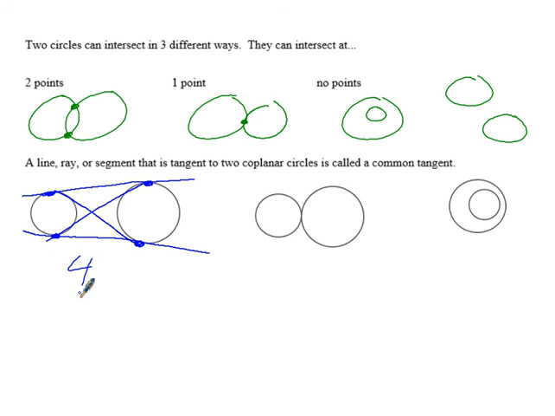So all 4 of those lines would be common tangents. If I have 2 circles that are touching at 1 point, I can draw 3 common tangents, and so that would look something like this. And so I could say that that's 3.